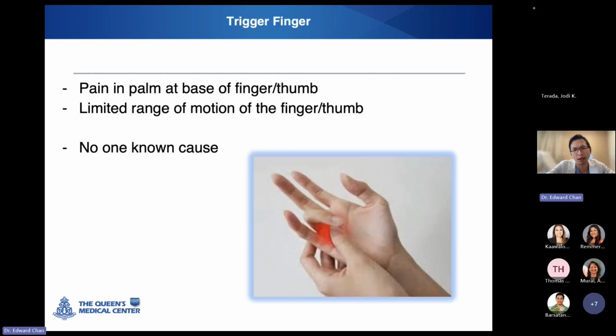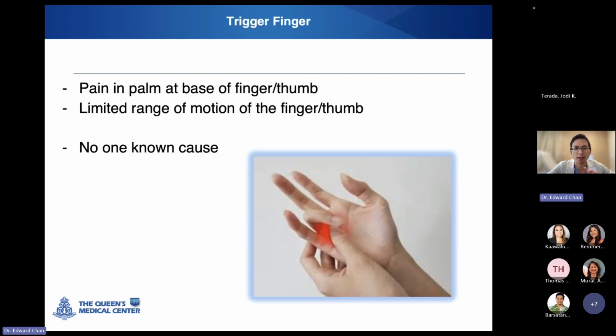And a lot of people ask, well, why did I get this? The natural tendency for us as humans is to try to think, well, what did I do? How did this happen? Was it from my job, working a certain way? Was it from an injury? The reality is we don't know. There's no known cause. Trigger finger is very common. A lot of people get it. I tell people in my office, all kinds of people get trigger finger.